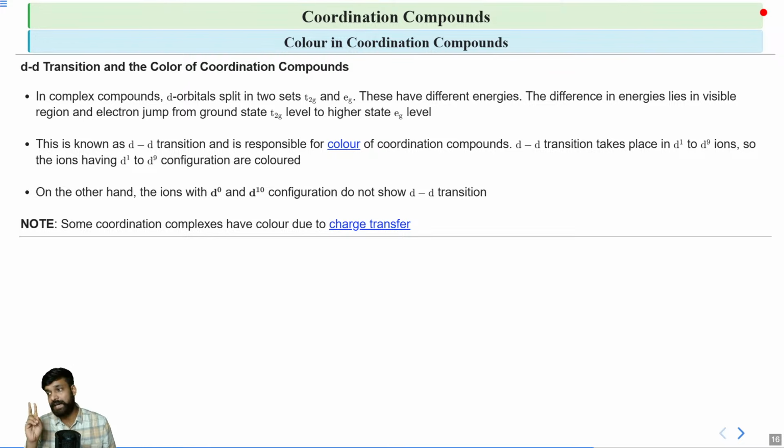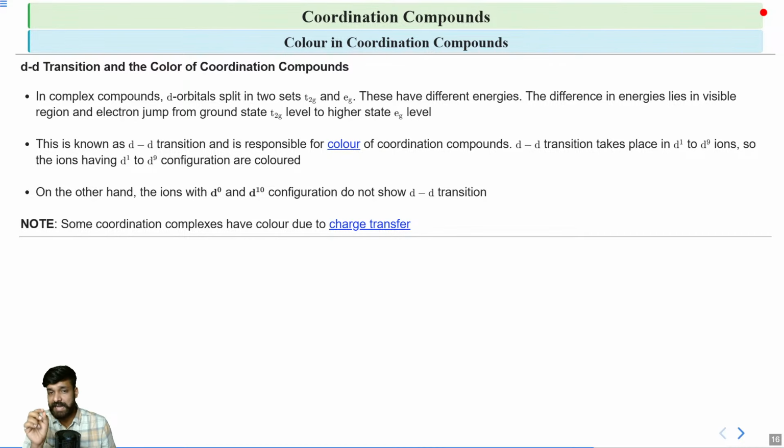Now, two kinds of charge transfer spectra are possible. Okay, so write it down. I've not written it here, but it may be handy for upcoming slides. The first is known as ligand to metal charge transfer, and the second one is metal to ligand charge transfer.